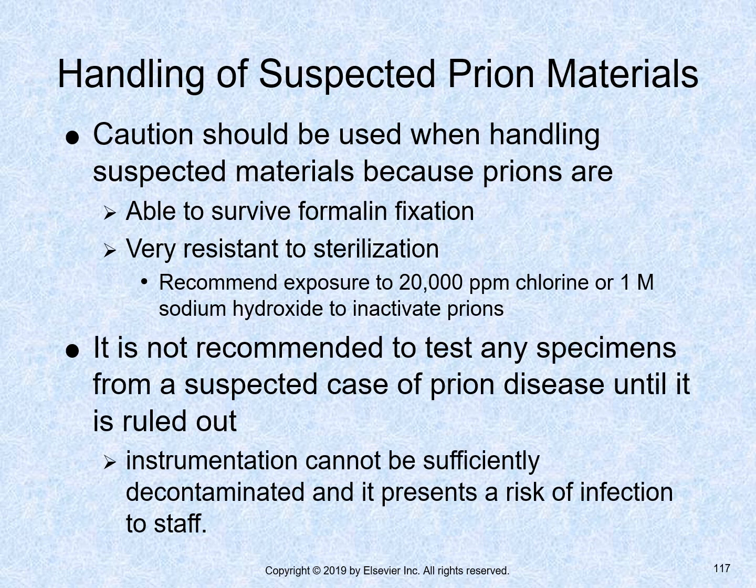Caution should be used when handling suspected materials because prions are able to survive formalin fixation and they're very resistant to sterilization. It's recommended that 20,000 parts per million of chlorine or 1 molar sodium hydroxide be used to inactivate the prions. It's not recommended to test any specimens from suspected cases of prion disease until it is ruled out because instrumentation cannot be sufficiently decontaminated and it presents risk of infection to hospital staff and other patients as well.